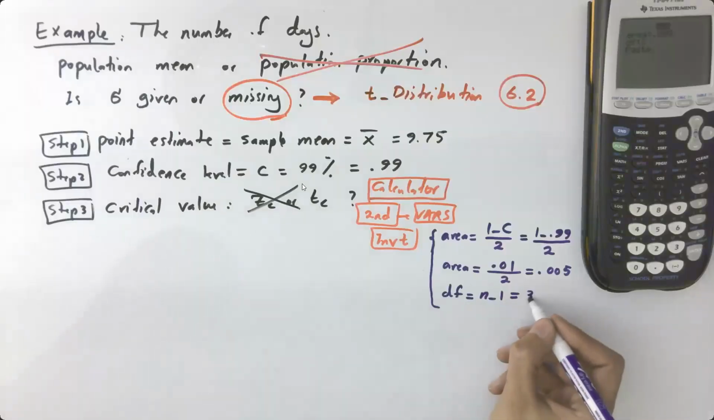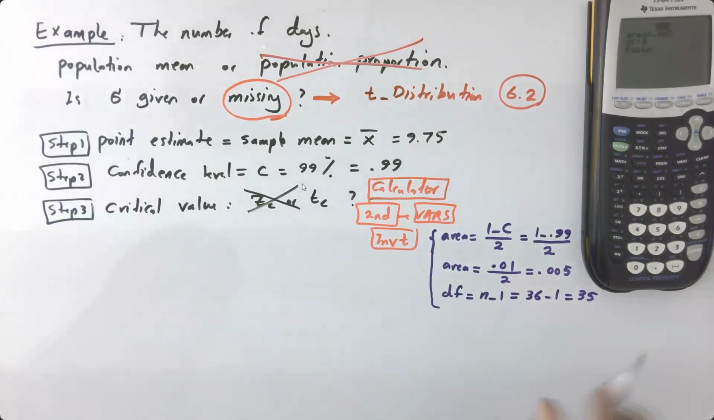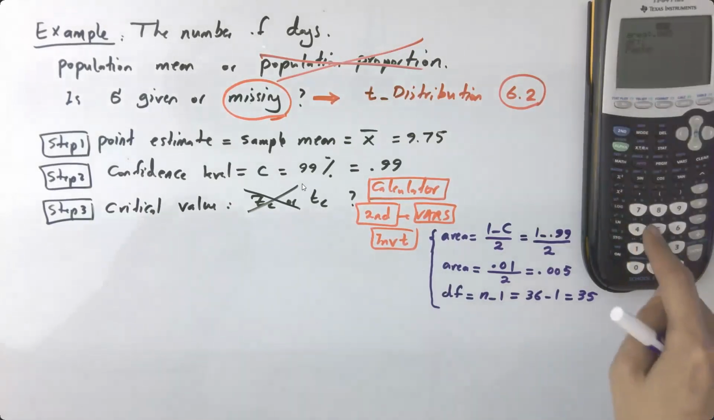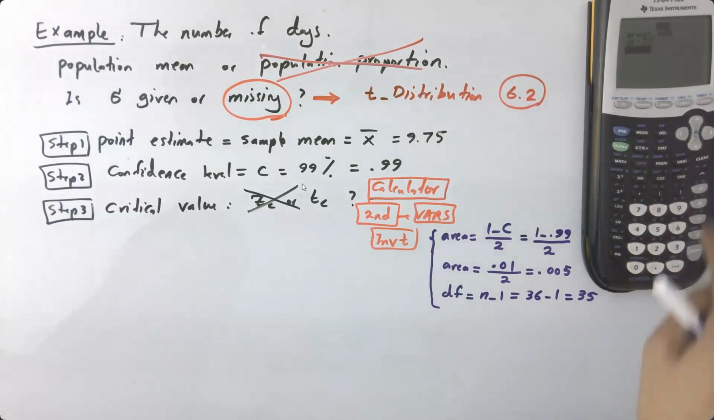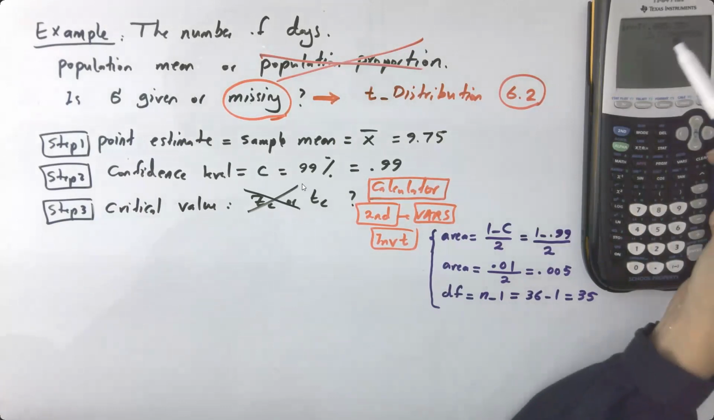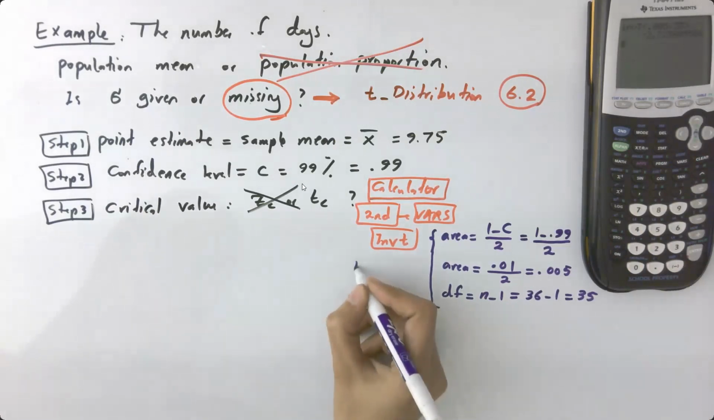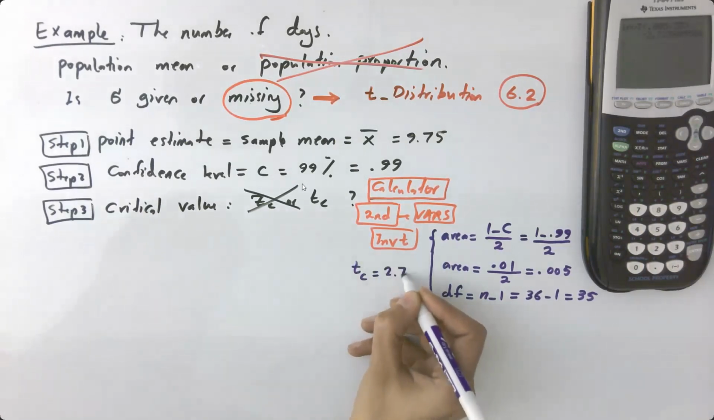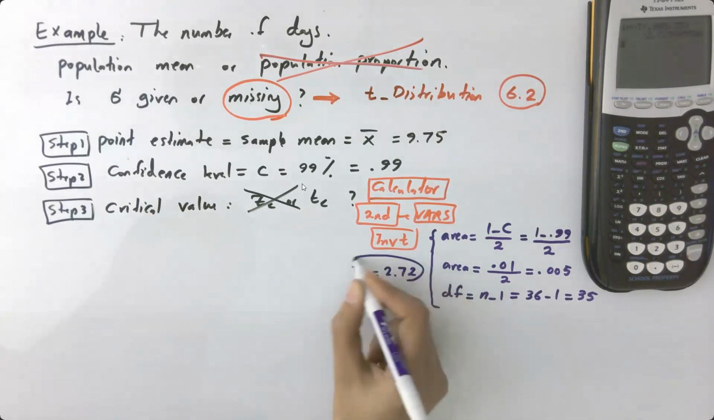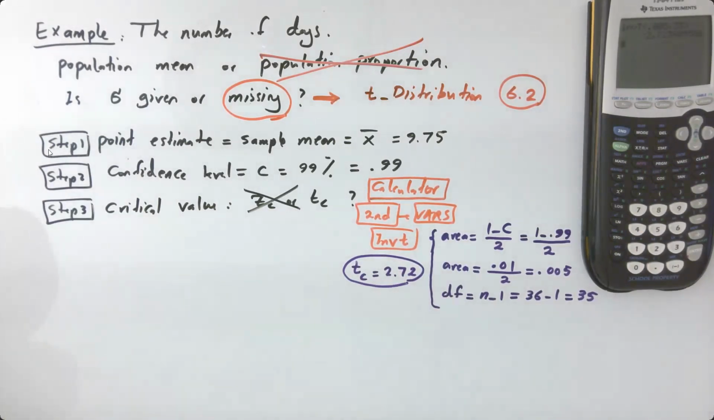It wasn't that hard to locate 36. So my degrees of freedom is 35. Degrees of freedom, DF, 35. Here we go. Let me find TC, which is 2.72. So TC is 2.72. Remember that it must be a positive value because we're going to use this to calculate the margin of error. Margin of error as a distance must be positive.